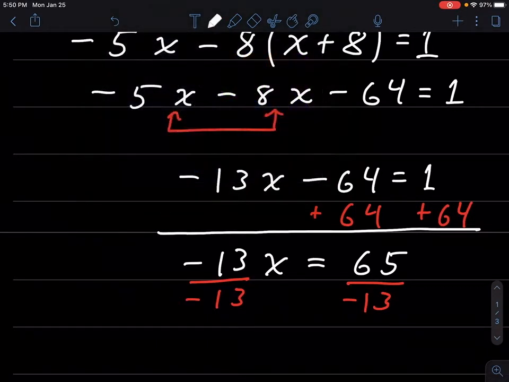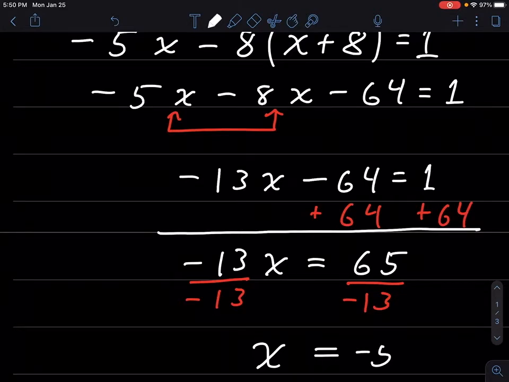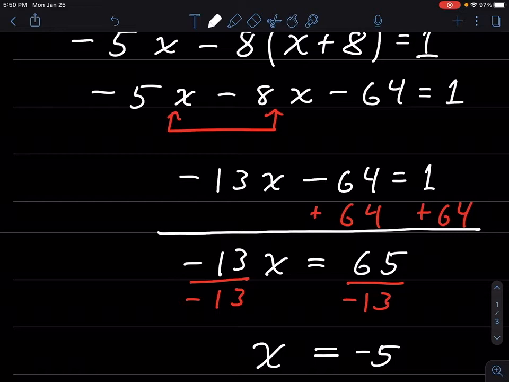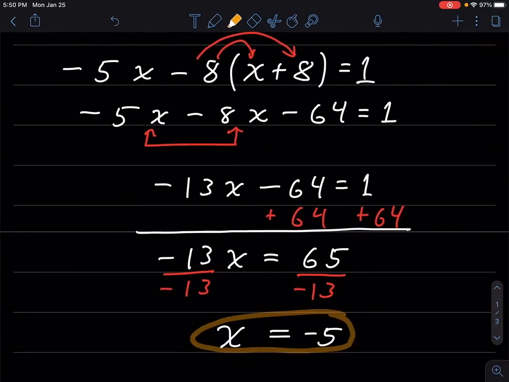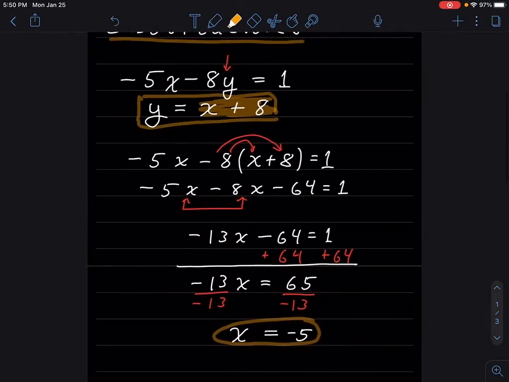Now, will that be a positive or negative 5? Well, it'll have to be a negative 5 because a negative number times a negative number equals a positive 65. So now we have our first answer, x equals negative 5. No need to plug it into the first equation. Go right to the second equation, which is y equals x plus 8.